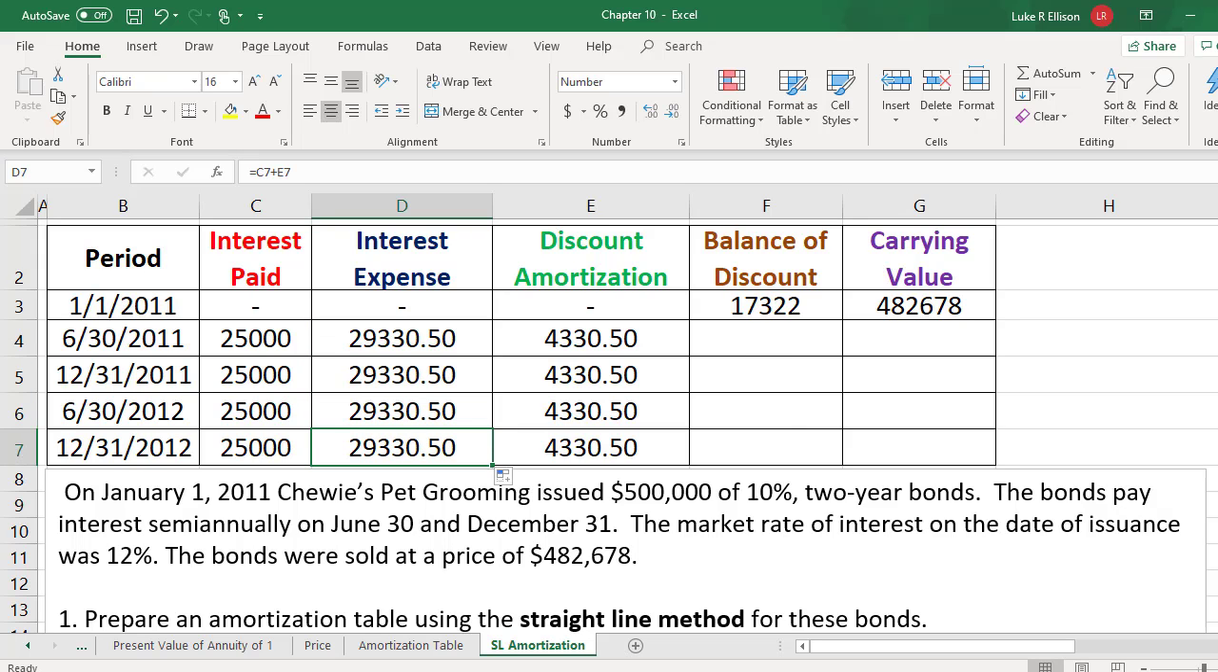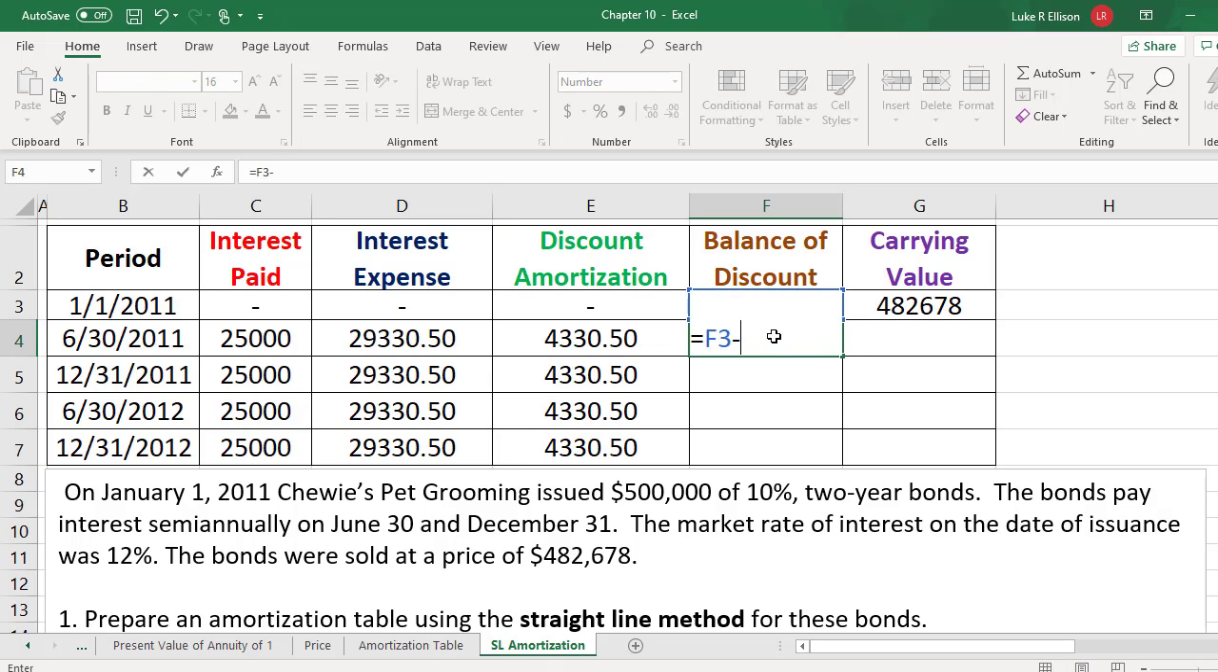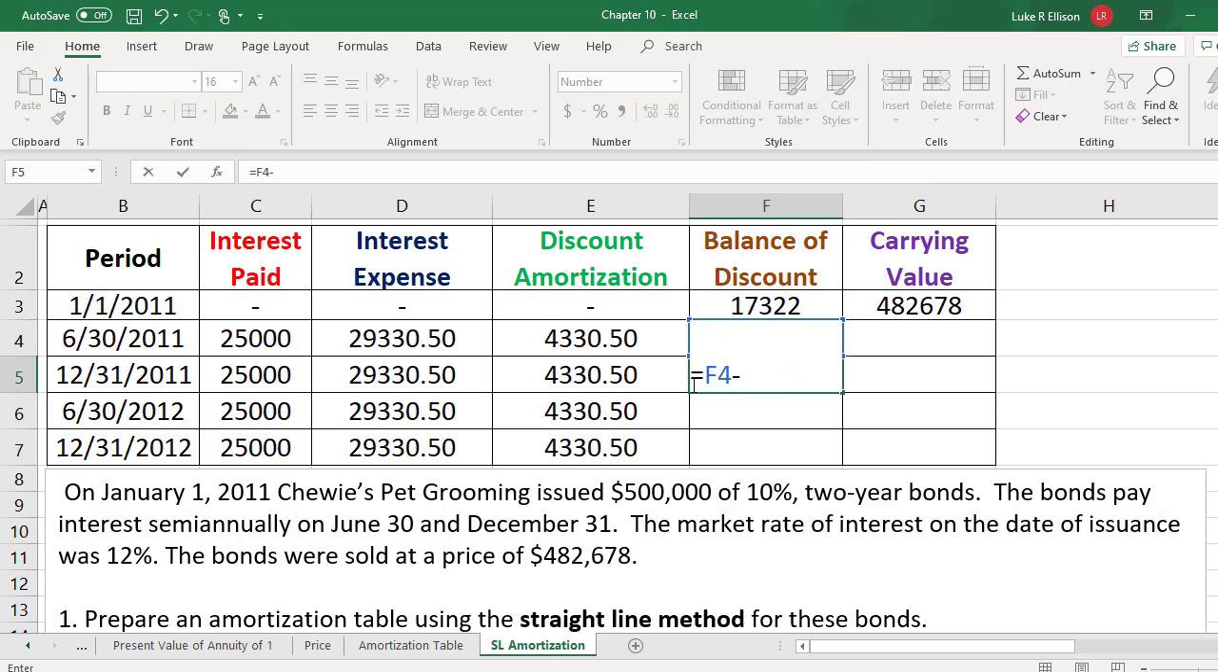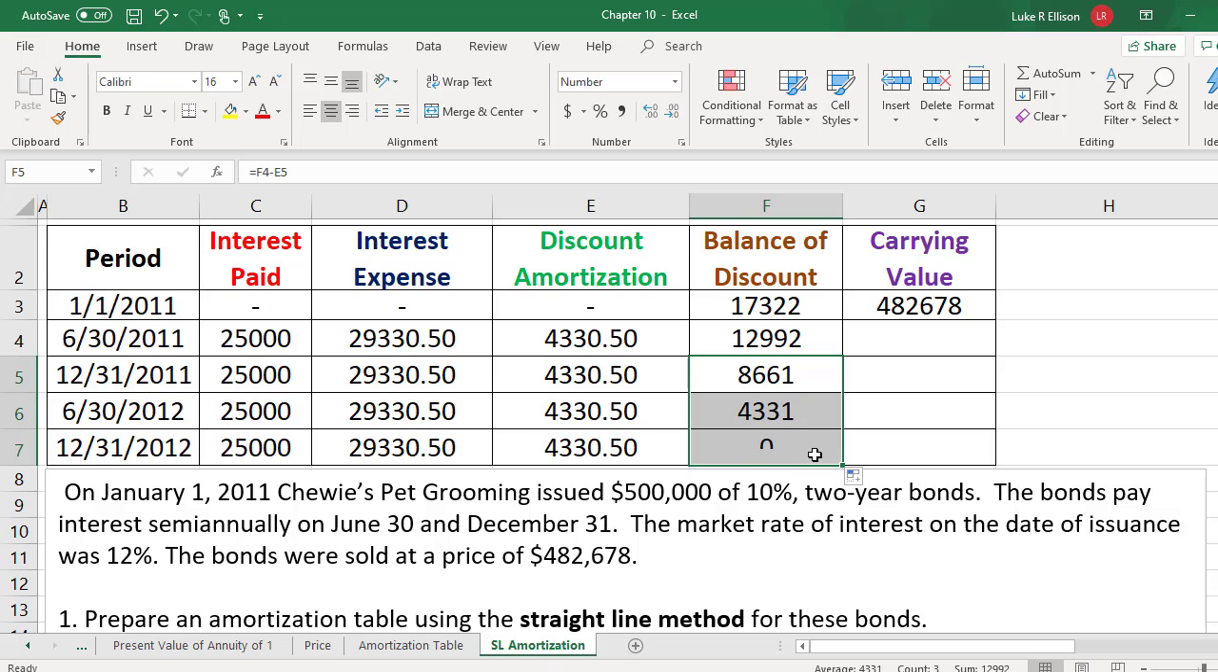Next, we can find the balance of the discount by taking the previous value and subtracting the discount amortization. And we can continue to do that for the remaining 3 rows. Take the previous balance and subtract the discount amortization. And once you get down to the bottom, you should have a balance of $0.